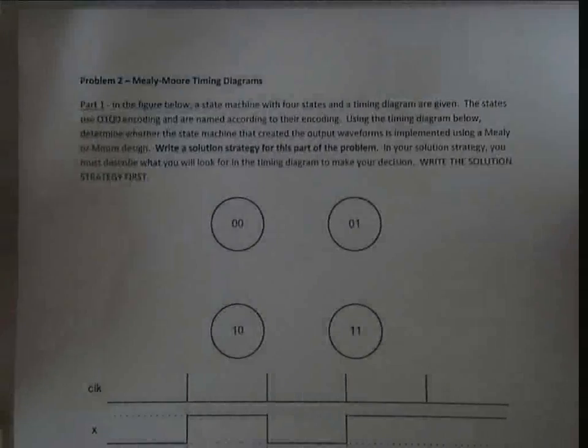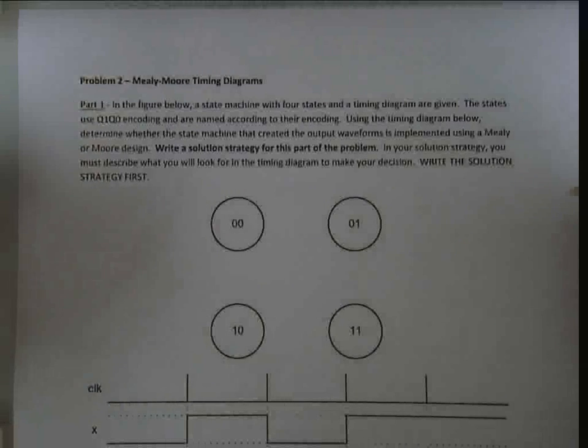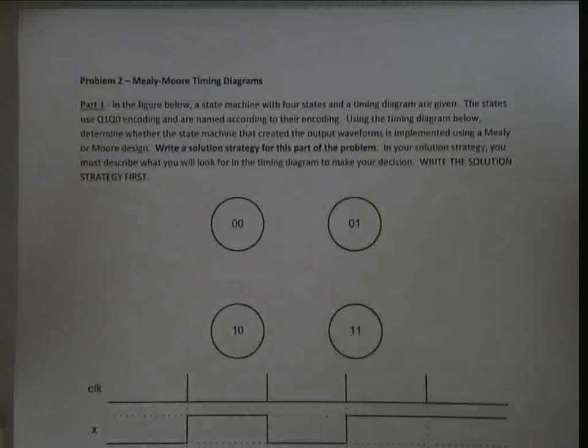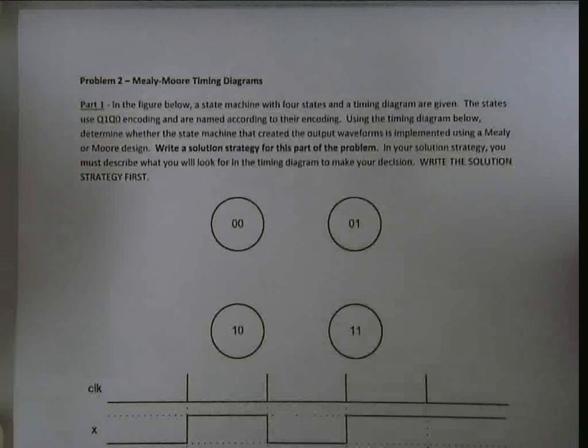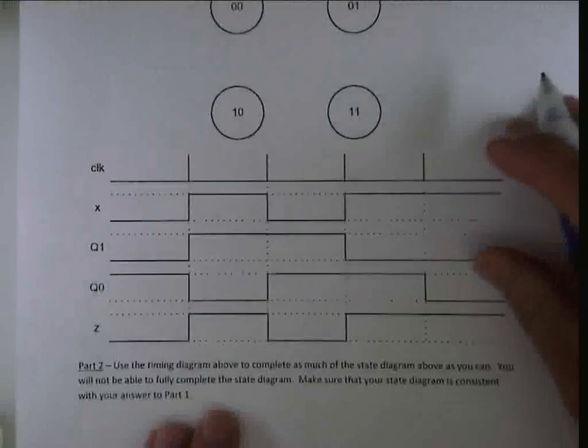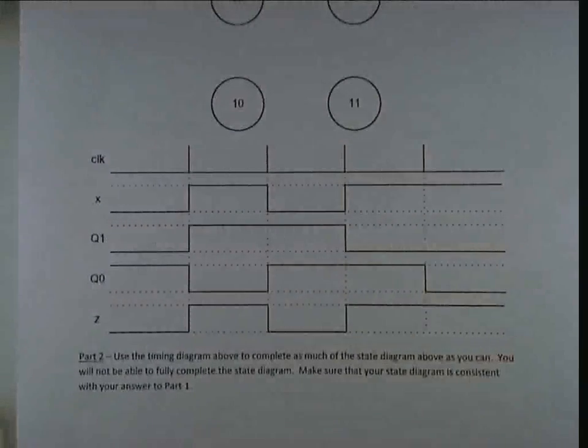And the first part of this basically is just the solution strategy. If you write the solution strategy, you've solved the problem pretty much. And so really there's nothing more needed. So how do we go about solving this? What do we know about Mealy and Moore machines and their timing diagrams that can help us solve this?